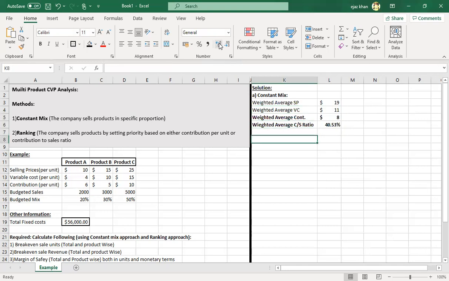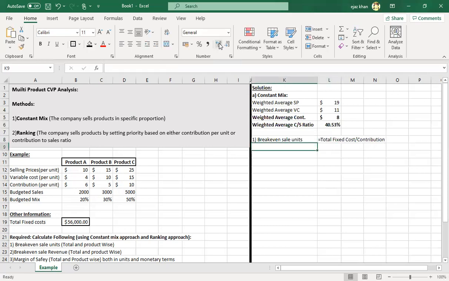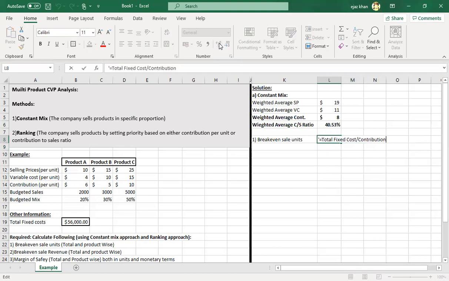Now we need to use these values to calculate break even. Now, as you all know, the formula for calculating break even sale units is total fixed cost divided by contribution per unit. That is the formula that we all know for calculating break even. Now, in a single product's CVP analysis, the total fixed cost will be divided with that single product's contribution per unit. But here we have 3 products.